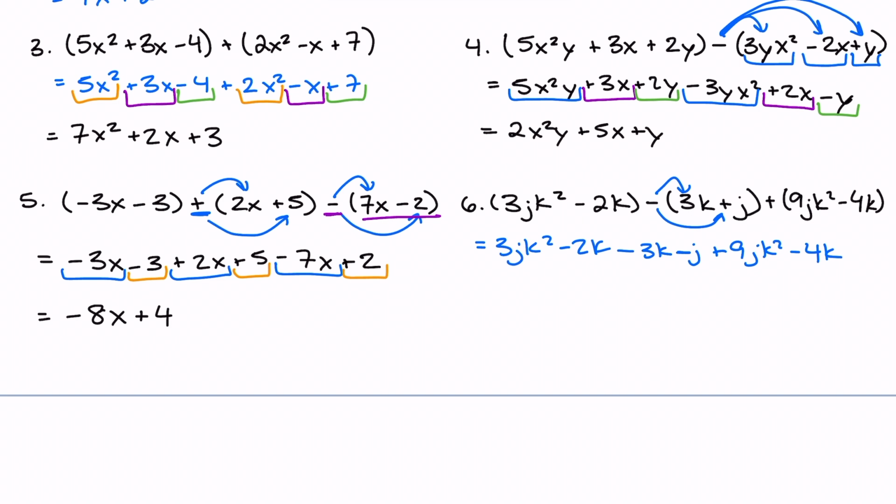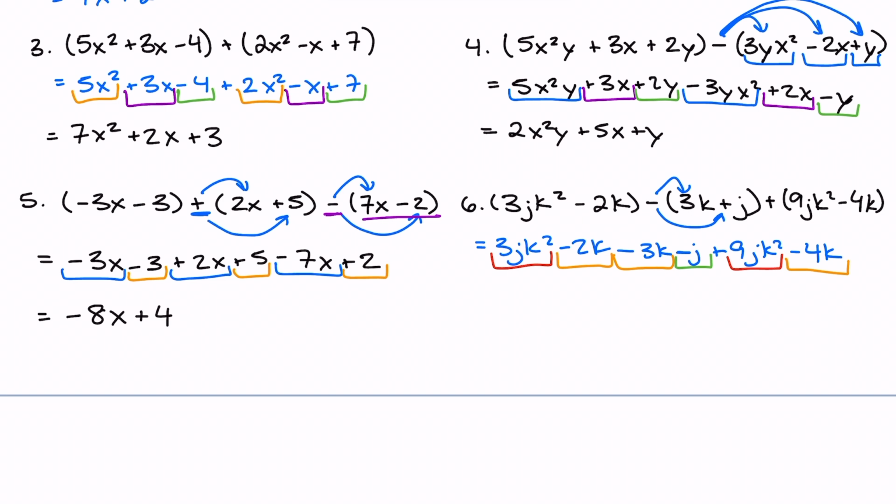So now let's collect like terms. So let's start with our jk squares. So we have 3jk square and a 9jk square. Now for our k's, we have a negative 2k, a negative 3k, and a negative 4k. And then lastly, we just have one lonely negative j.